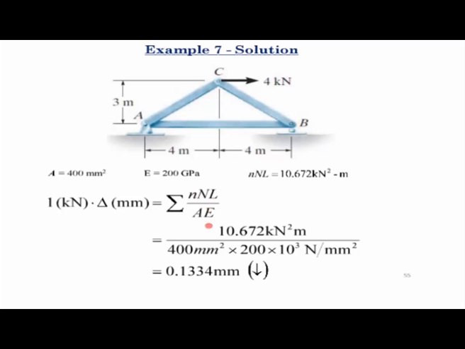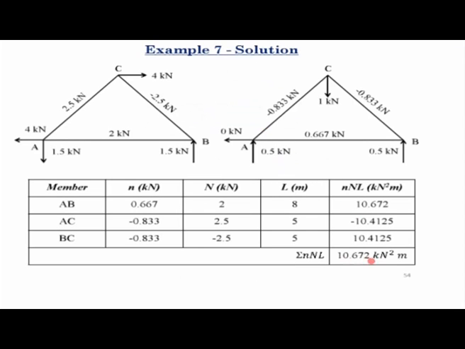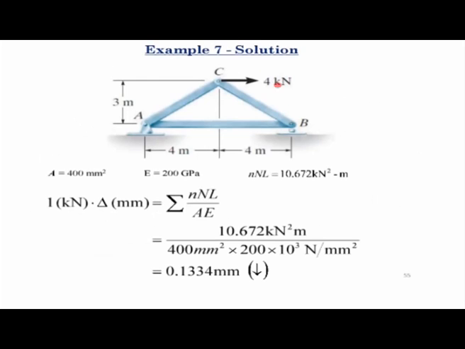Now the summation of nNL from the previous slide came out to be 10.672. If you go back, you can see that is where we are getting that 10.672 from. So that divided by 400 and 200 times 10 to the power 3, which is the value of E, comes out to be 0.1334 millimeters. So that is the vertical deflection of the truss at this point C.